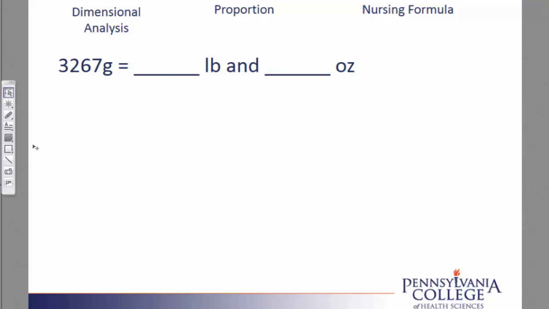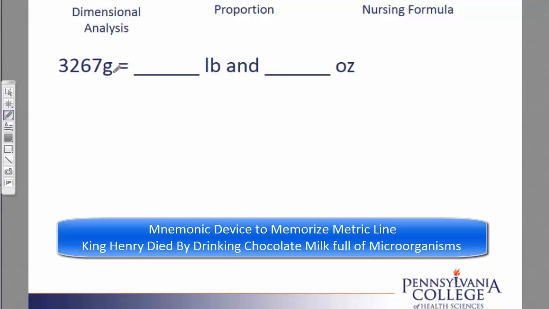Our next method is to use the proportion approach. In the proportion approach, we'll start by using our metric line to convert the grams to kilograms. Our metric line can be memorized by using King Henry died by drinking chocolate milk full of microorganisms.